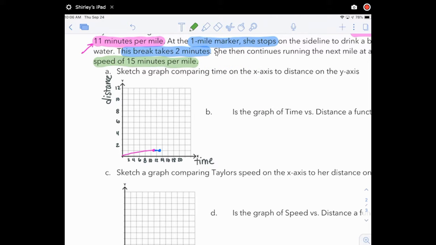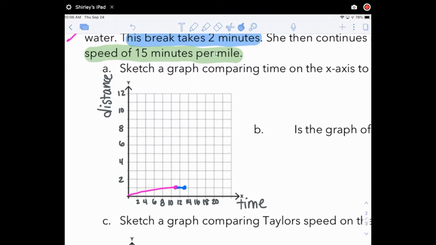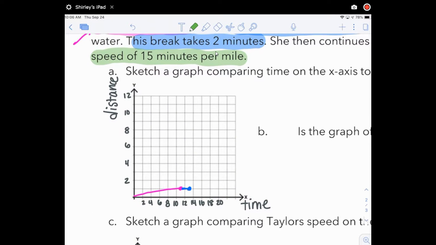So what does it say? She then continues running the next mile at a constant speed of 15 minutes per mile. Okay. So if I'm going 15 minutes per mile for the next mile, I know that I'm going to have to come up to 2. And I'm not exactly sure. It's not as easy for me to think as it was for my pink line, right? I was starting at 0, so I came right over to 11 minutes for 1 mile. However, I'm changing speeds here. I'm not exactly sure for my 15 minutes, but I can just think about it.